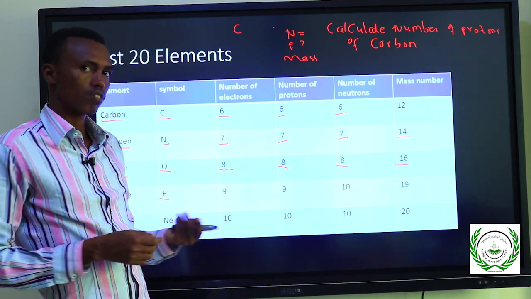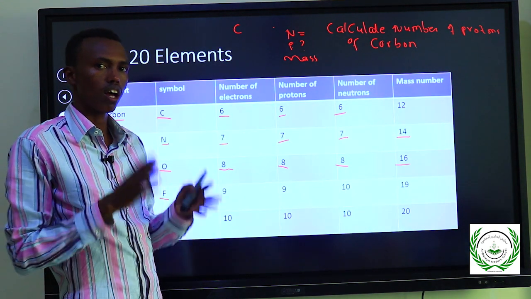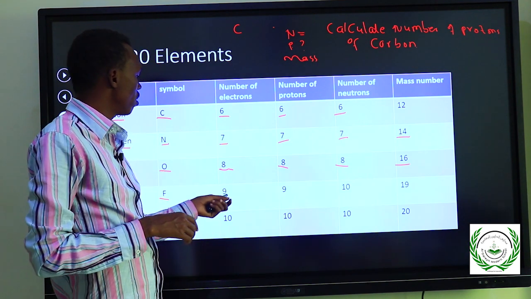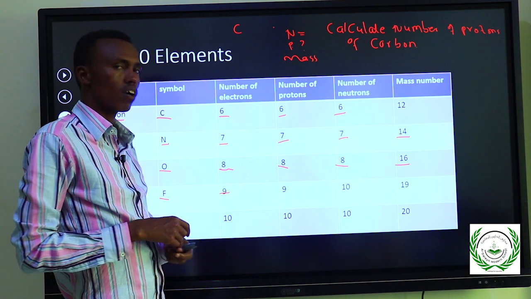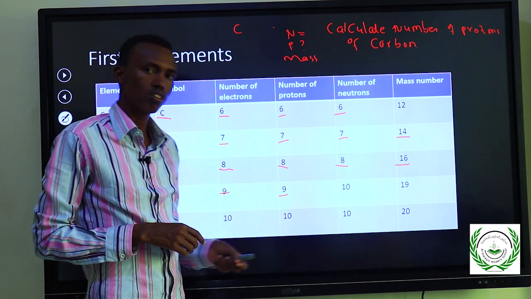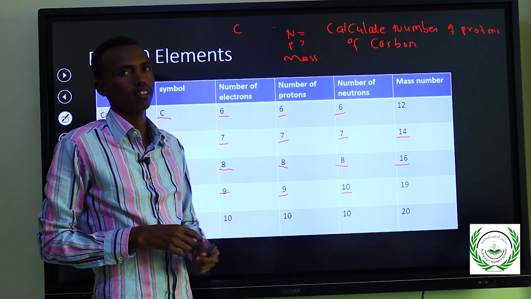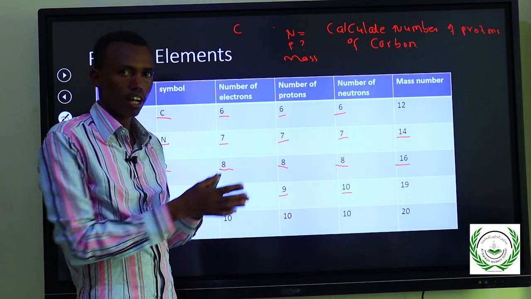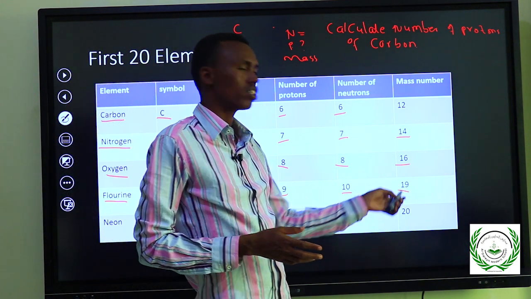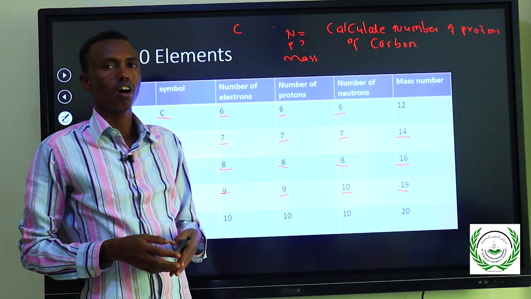Fluorine is F. Its symbol is F, so if you see F, it means fluorine. It has 9 electrons, the number of protons is 9, and the number of neutrons is 10. So if we add 9 and 10, it gives us 19, which is the mass number of fluorine.